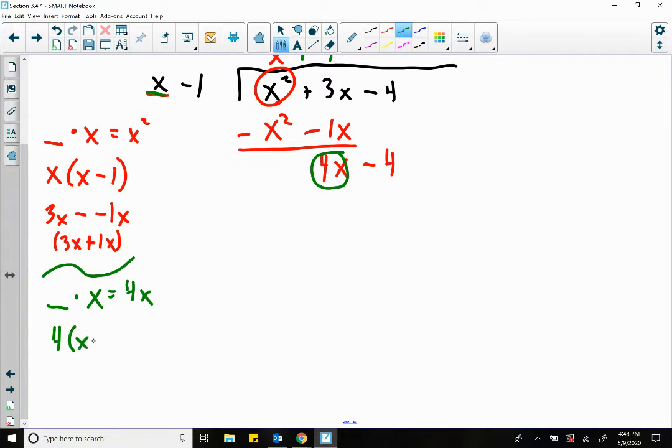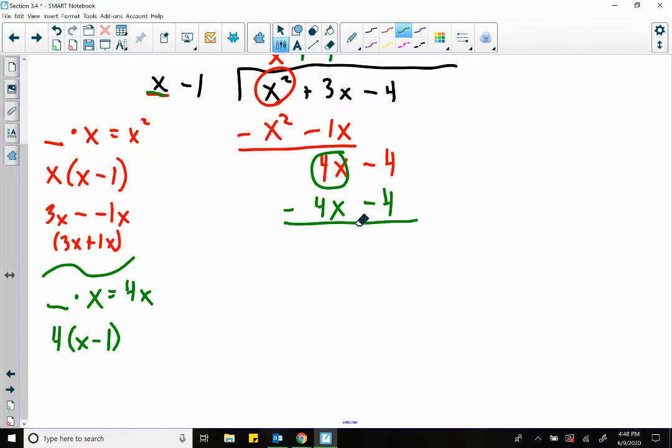4 times x minus 1. Okay? So 4 times x is 4x, which we knew would happen. And 4 times negative 1 is negative 4. And then what do we do now? Subtract down. So we know that those guys cancel out.